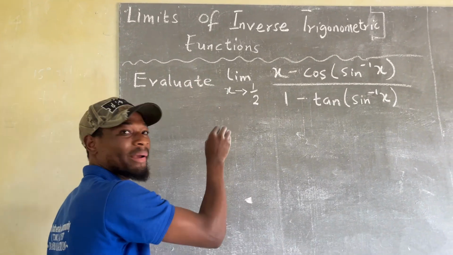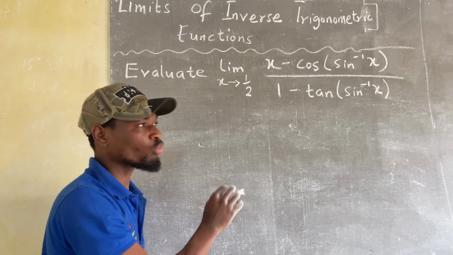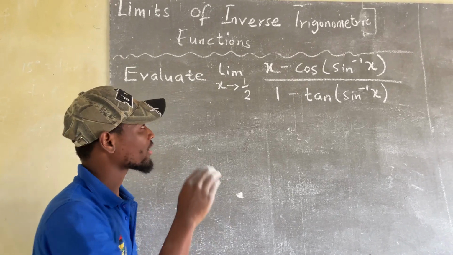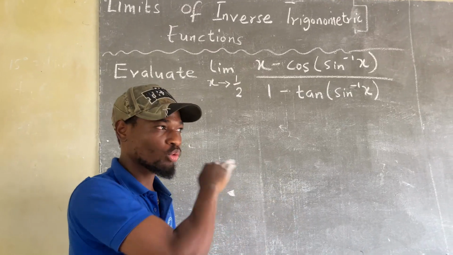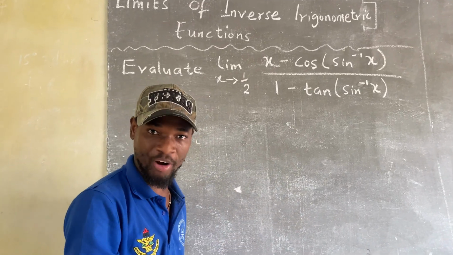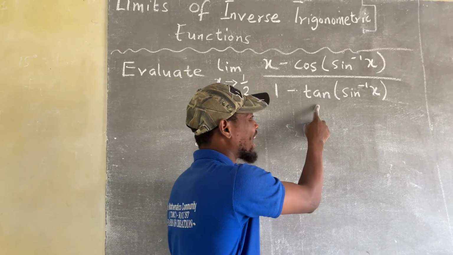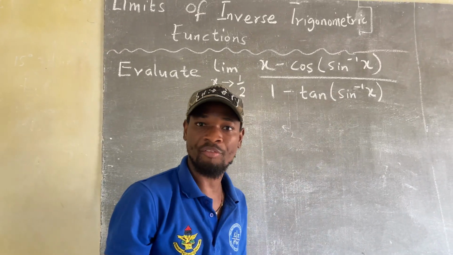So viewers, let us digest this question. Evaluate the limit as x approaches half of the expression x minus cos of sine inverse of x, all over the expression 1 minus tan of sine inverse of x.